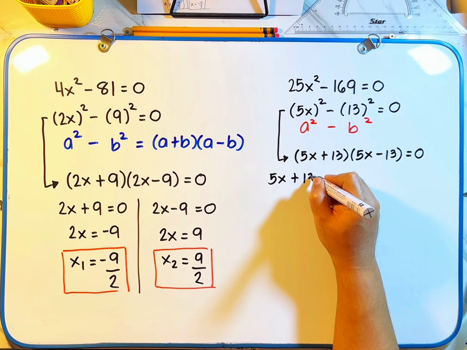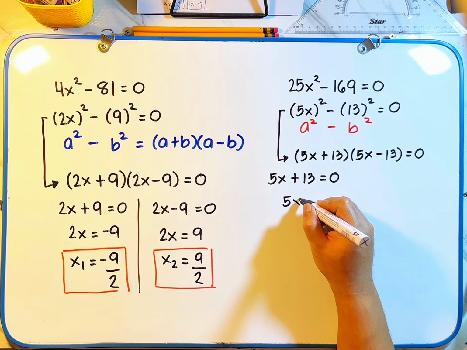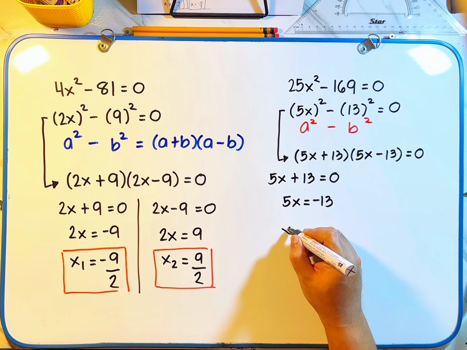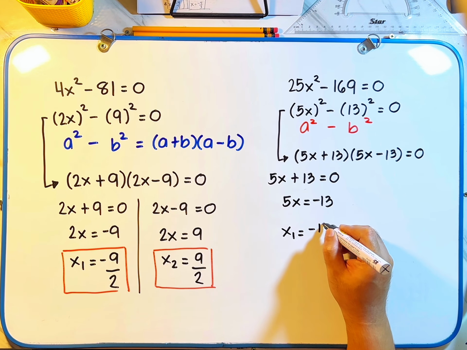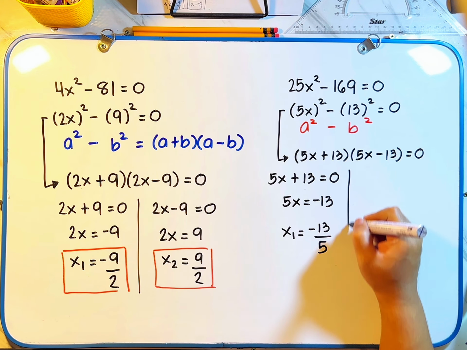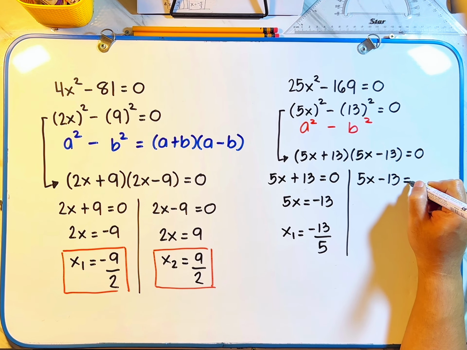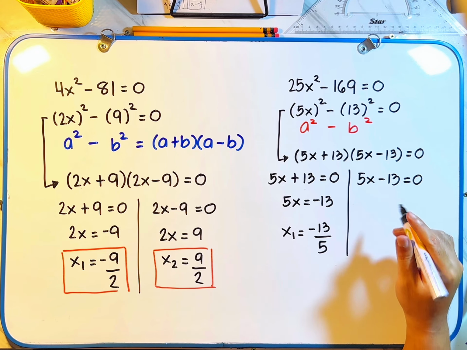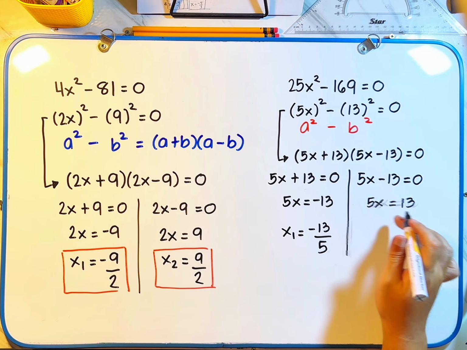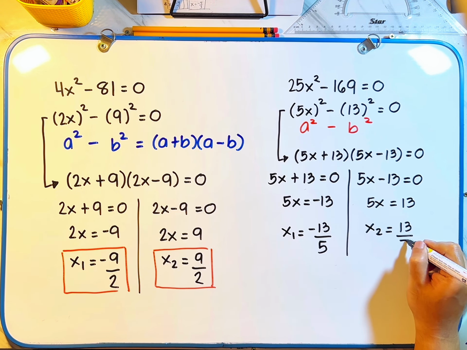5x plus 13 equals 0. Transpose 13 to the other side, make it negative. 5x is equal to negative 13. Divide both sides by 5. Therefore, x1 is equal to negative 13 over 5. Next, equate the other factor, 5x minus 13, to 0. Transpose negative 13 to the other side. 5x is equal to positive 13. And divide both sides by 5. Therefore, x2 is equal to 13 over 5.